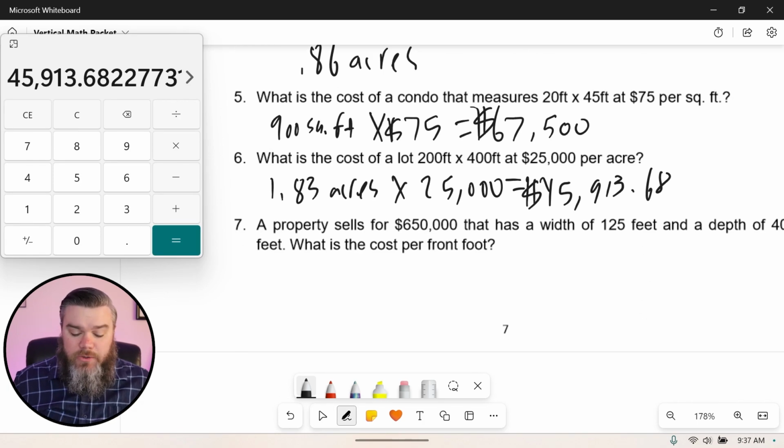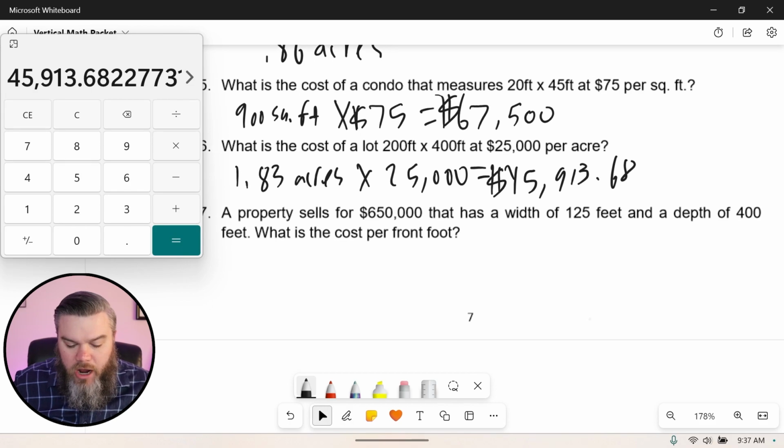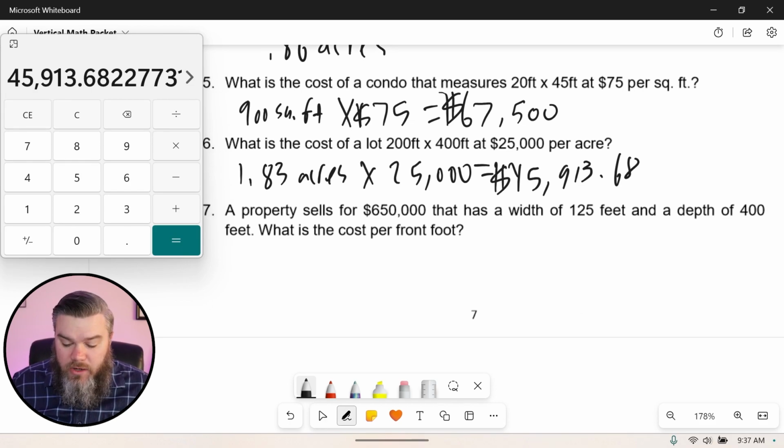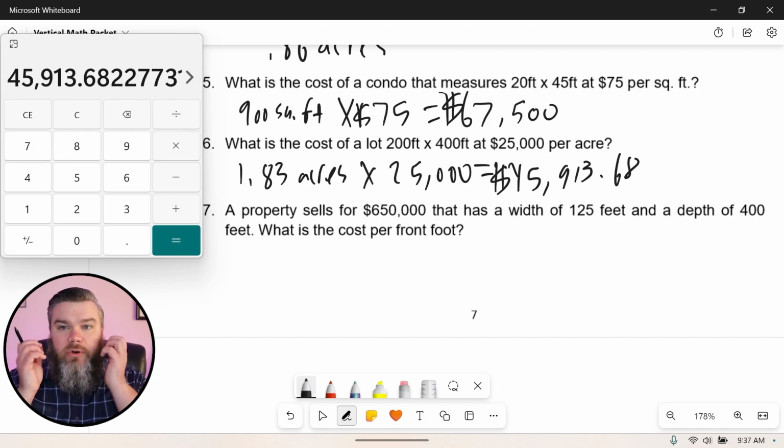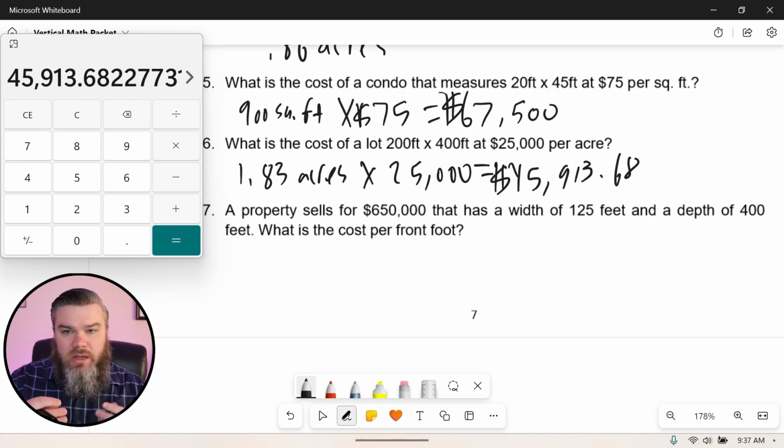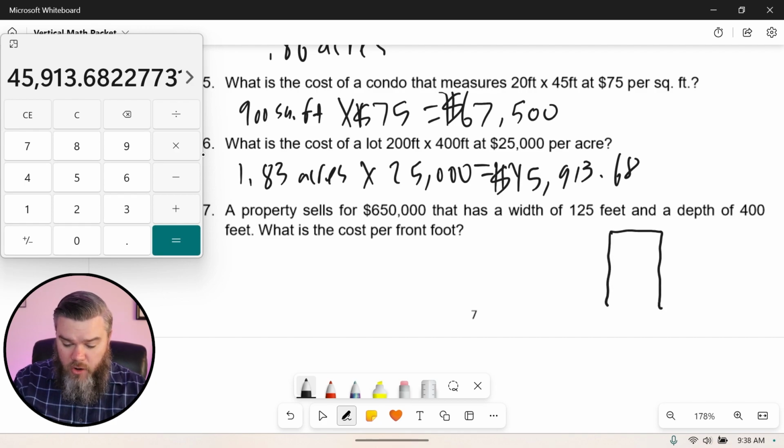So let's talk about this last one here. Make sure it doesn't confuse anybody. Property sells for $650,000 that has a width of 125 feet and a depth of 400 feet. What is the cost per front foot? Remember what I was just telling you. Front feet is a consideration in real estate. And so don't let this trip you up. It's not asking for area. So if it's got a depth of 400, that means how far back it goes. And so that means by default, we know that this width, this 125 feet, that's our front feet.